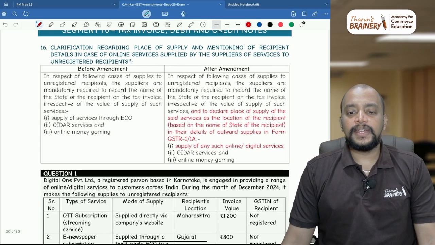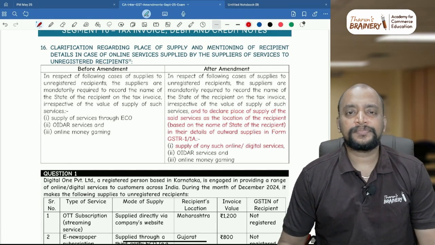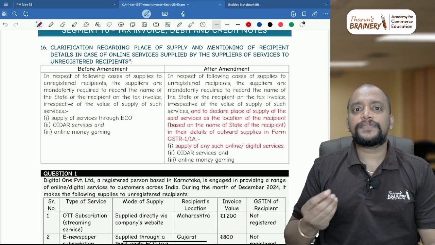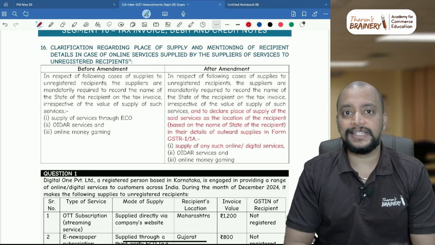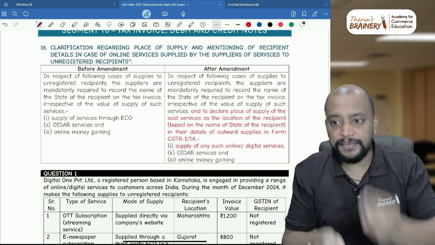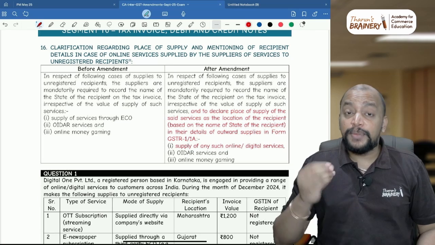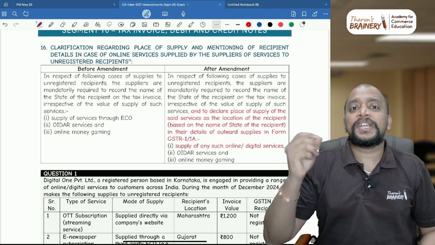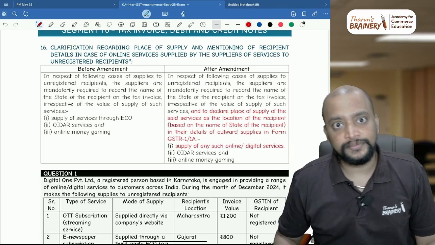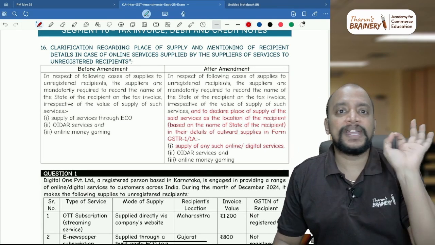In this, there is one point which says that we need to give an invoice, and whenever we are issuing an invoice, we need to mention the recipient details in the invoice. Which means if it is B2B, no doubt we will mention the recipient details. But for B2C, whether we need to mention the recipient details or not, I'll tell you what the provision is.